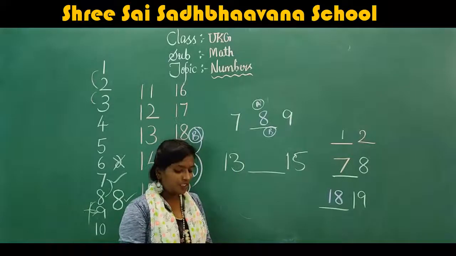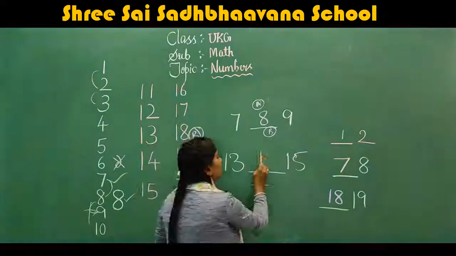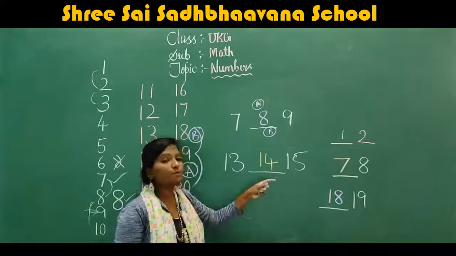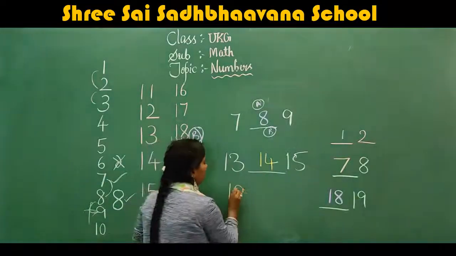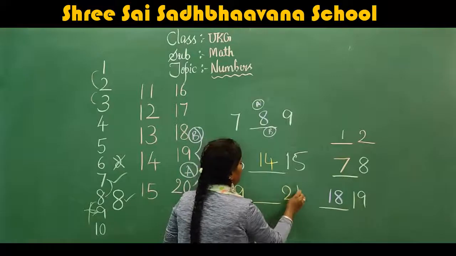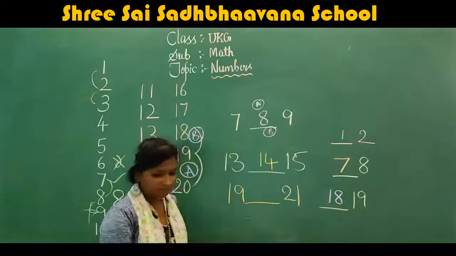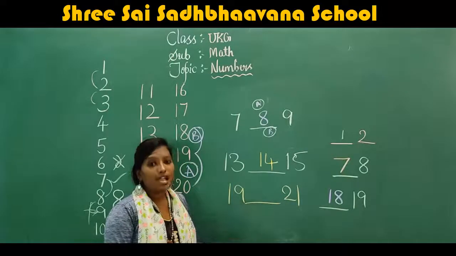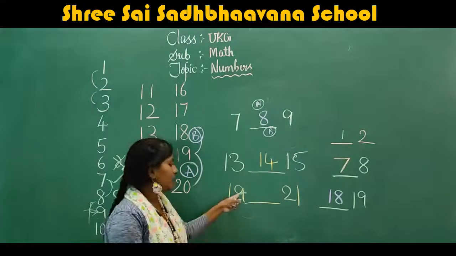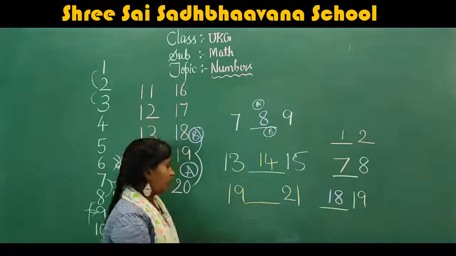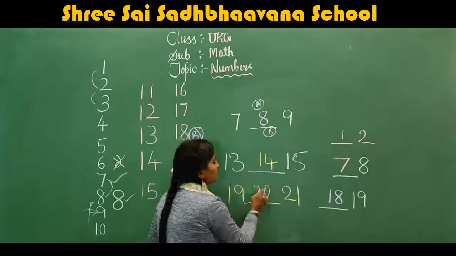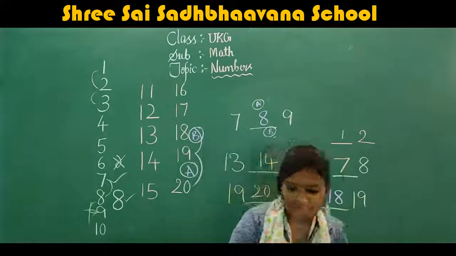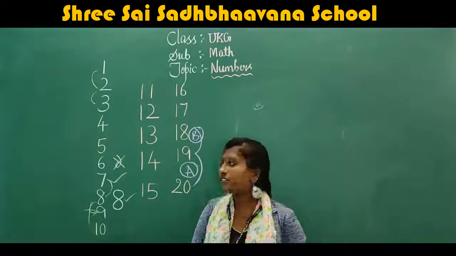Next is between 13 and 15, and next between 18 and 20. Here we have to write number 19. 19 comes after number 18. Okay, children? Once again, I request children.